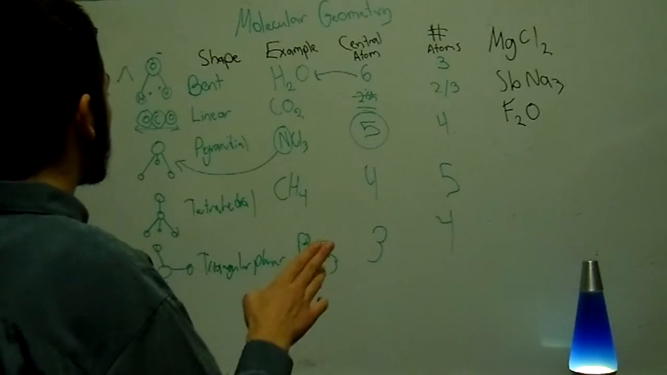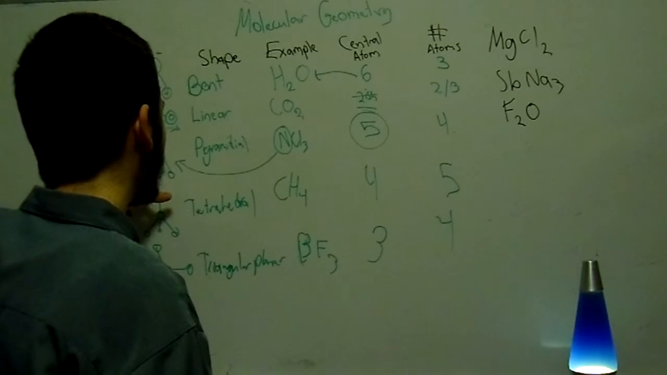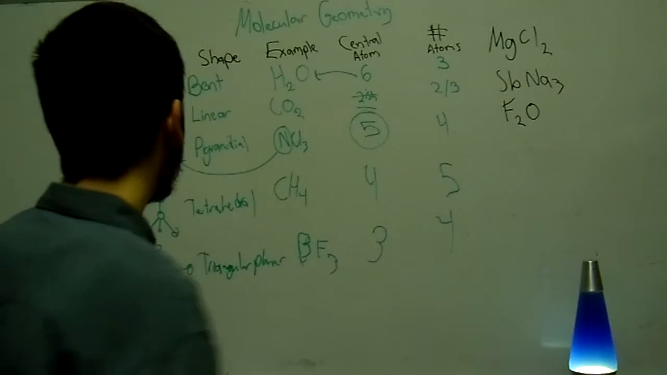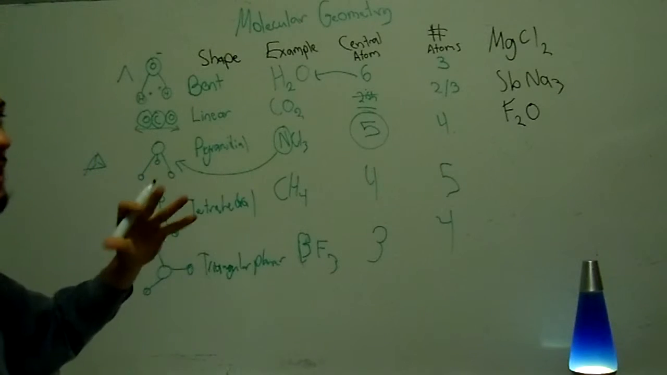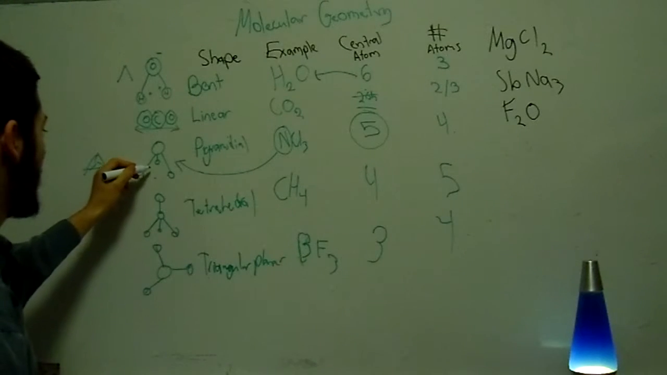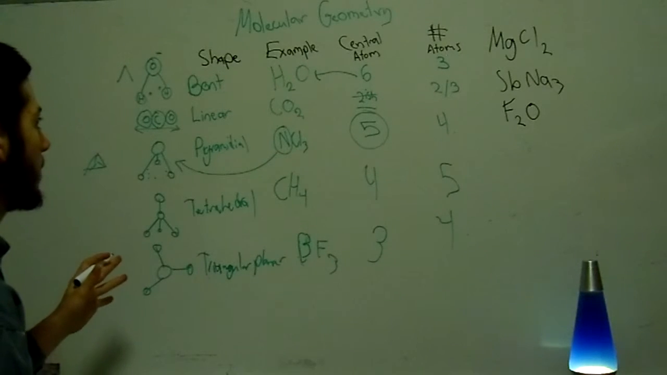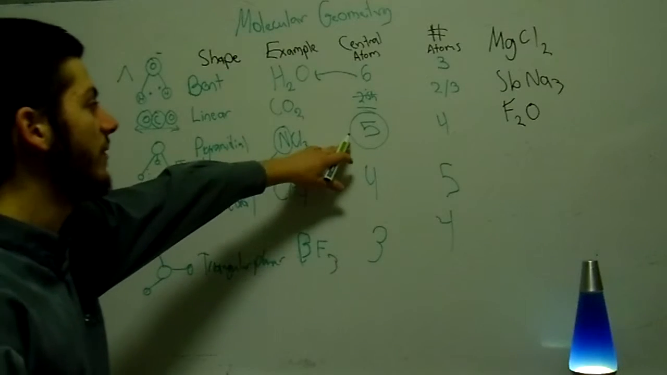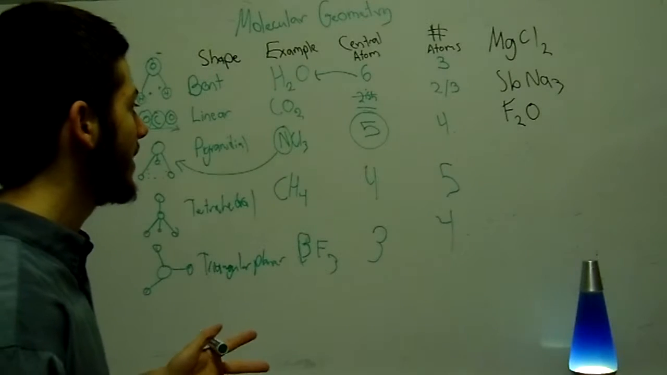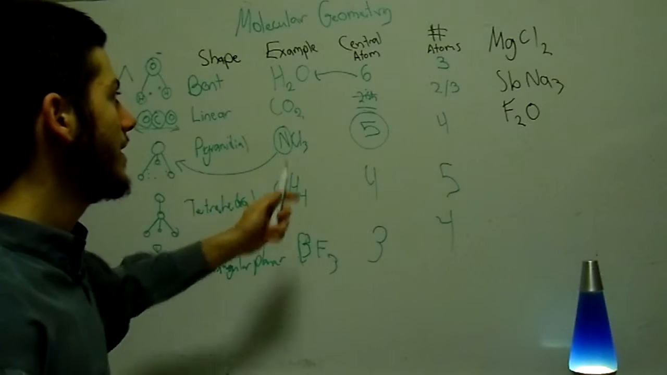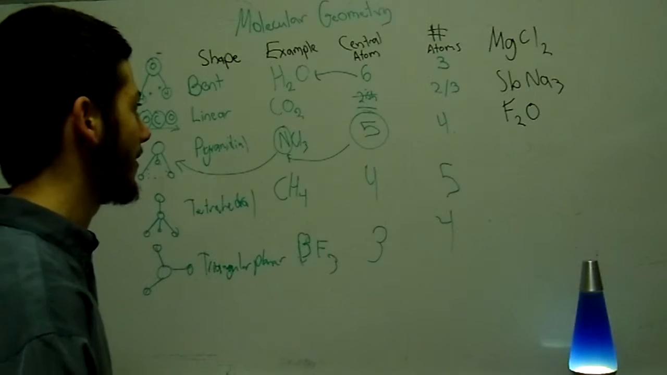Next we have pyramidal. This one's basically a pyramid shape, so you can use your imagination a little bit. It looks like a triangular pyramid, and it's with the central atom being in group 5 and the number of atoms being 4. So this one's pretty simple to remember. An example of this is NCl3, and we can see that the nitrogen is in group 5, so that's the central atom there.